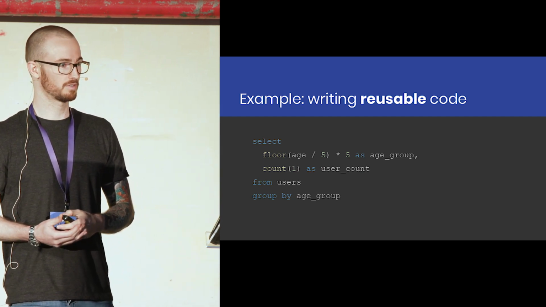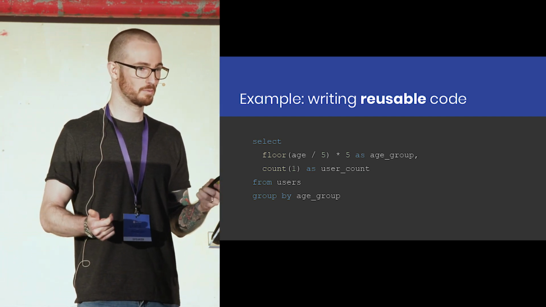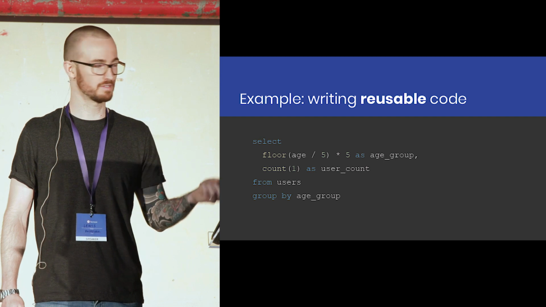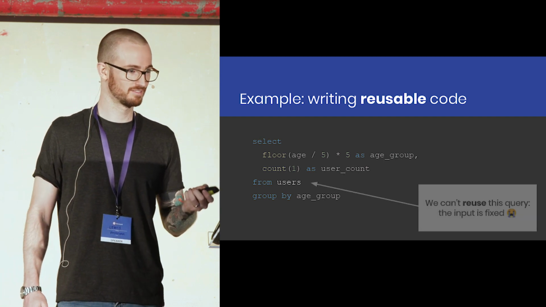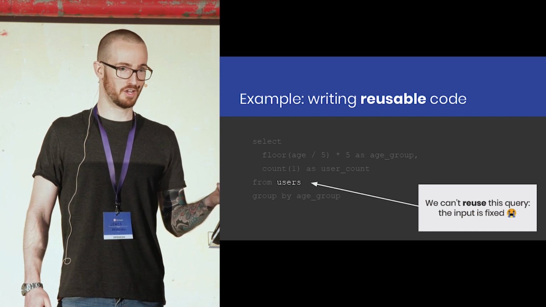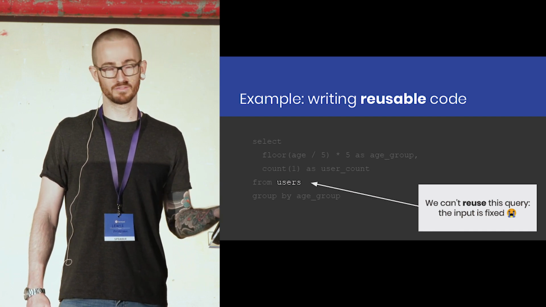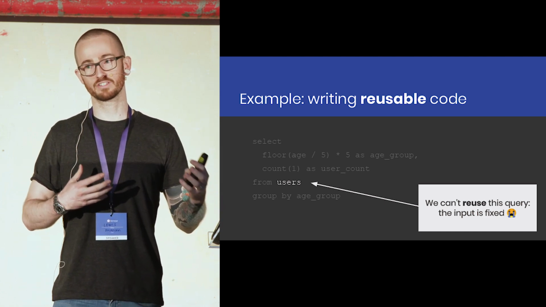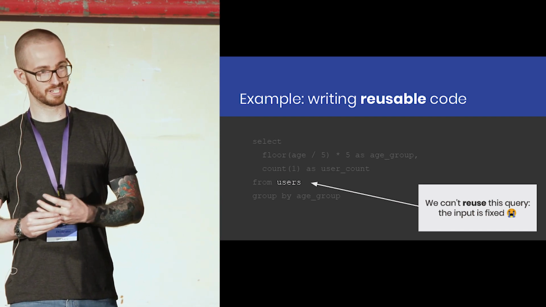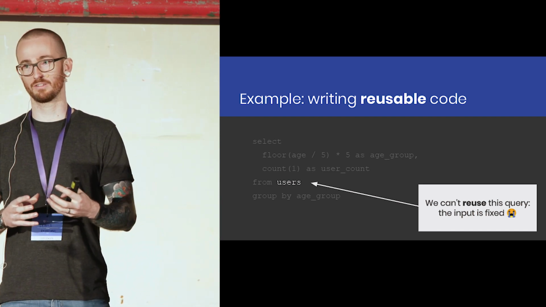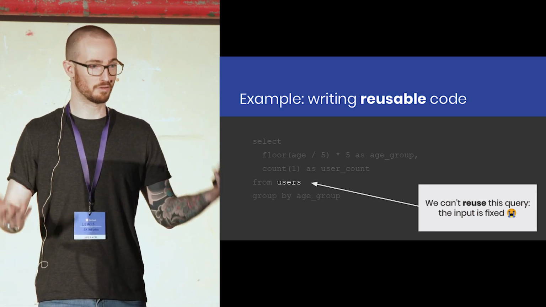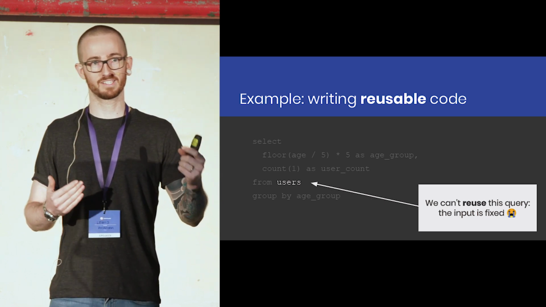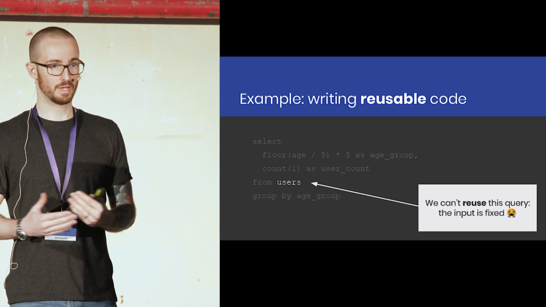Okay, so let's look at some code examples. This is a pretty simple SQL query which takes a table and groups and sums by an age bucket. We can't reuse this code very easily. There are a few reasons, but the main reason is that the input is fixed. I think we often think of a SQL query as a function, but it's not a very useful function because it has no parameters. We can't change the input to the function, and this causes us a lot of problems around code reuse. It's better to think of a SQL statement as a block of code, which is just going to execute.